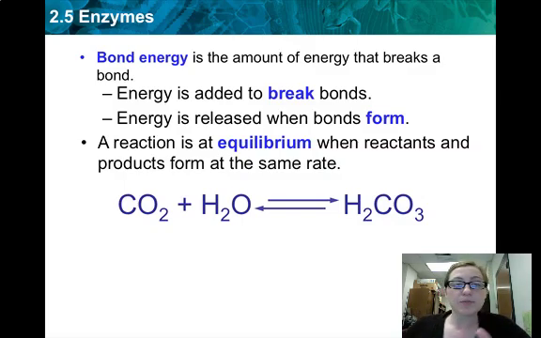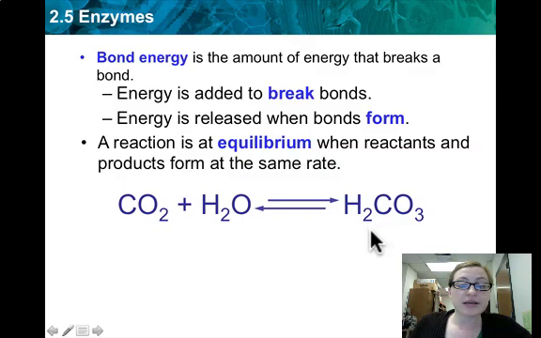After they have been broken, there's a lot of energy there because those atoms are all searching for new bonding partners, and they finally find a calm, or a release of energy, when they're able to form new bonds. If we look here at this equation, we have carbon dioxide and water, and then on the product side we have carbonic acid.